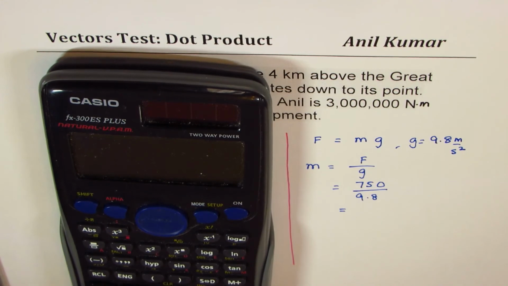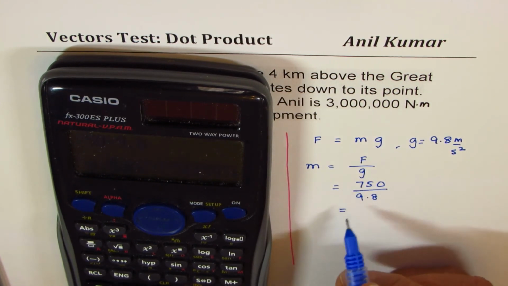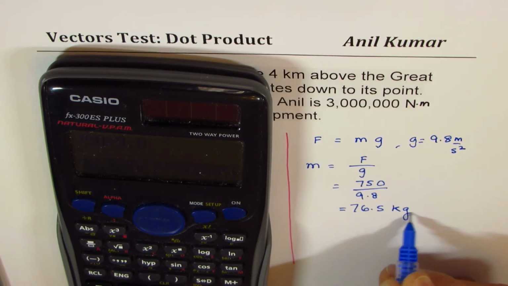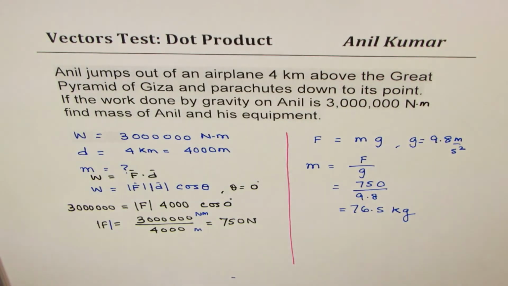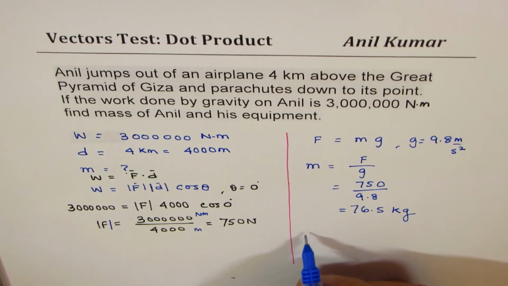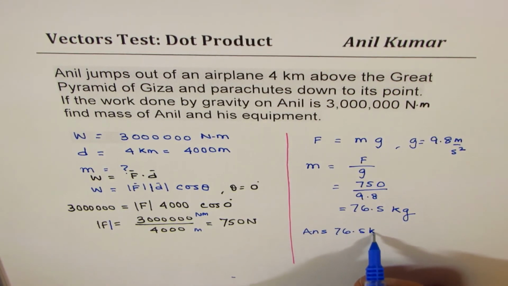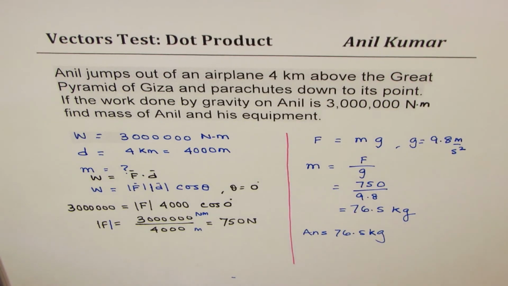So we get 750 divided by 9.8, which in decimals is 76.5 kilograms, right? So we're working in MKS units. So we get our answer as 76.5 kg as the mass of Anil and his equipment.